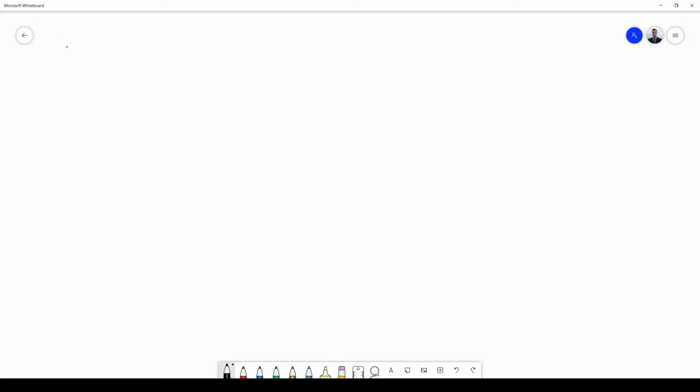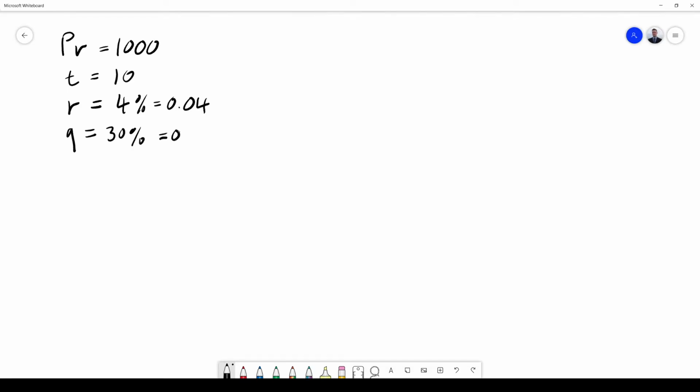So let's start with the following bond, which has a principal of $1,000. We assume further this bond has a maturity of 10 years, expected return of 4%, which is equal to 0.04. And we assume that the default probability Q is 30%, or 0.3. And that if there's a default of this bond, we get back half of the value. So our recovery value is $500.